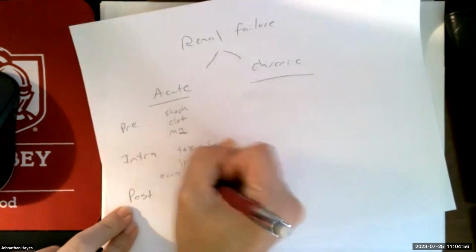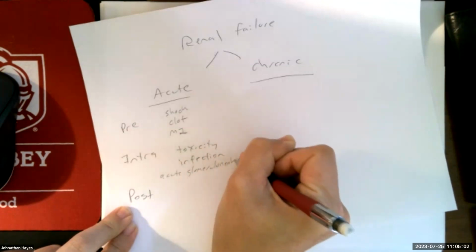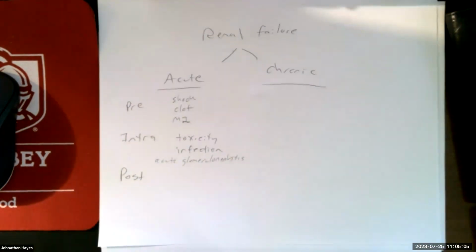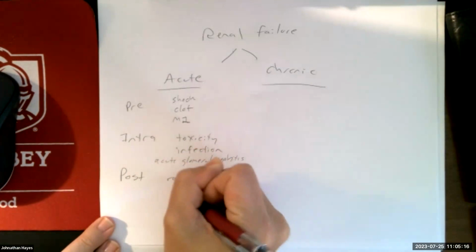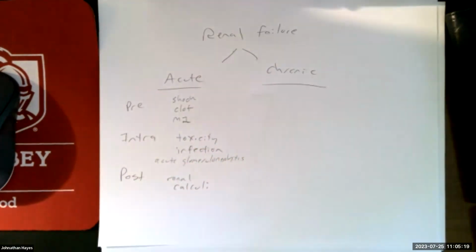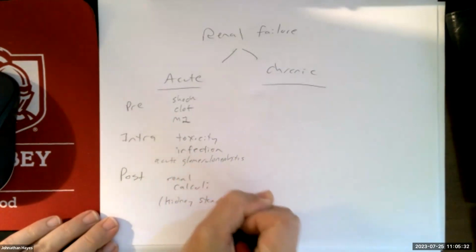So if you ever hear acute glomerulonephritis, and we'll talk about pyelonephritis today, those would be types of acute intra-renal failure, because it's just an acute infection that's doing it. And an example of acute post-renal failure could be renal calculi, which are kidney stones. Sometimes when a kidney stone dislodges, it gets dislodged into a ureter. And that's what causes the flank pain that's associated with kidney stones. So renal calculi is the same thing as saying kidney stones.